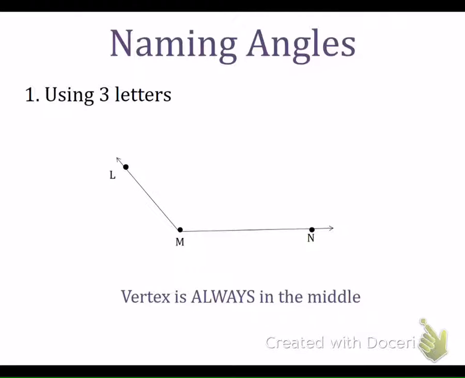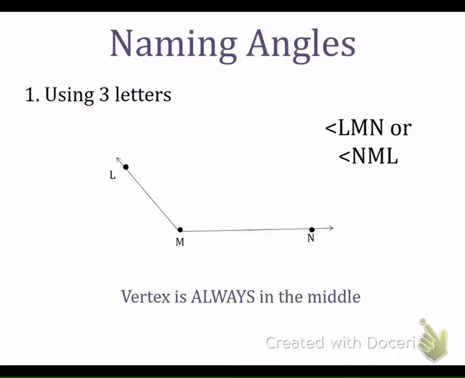Next, we're going to talk about naming angles. There are multiple ways to name angles. The first way is to name them using 3 letters. The vertex always has to be in the middle.